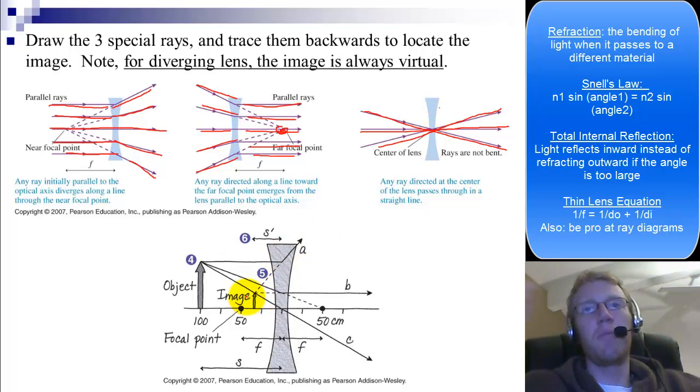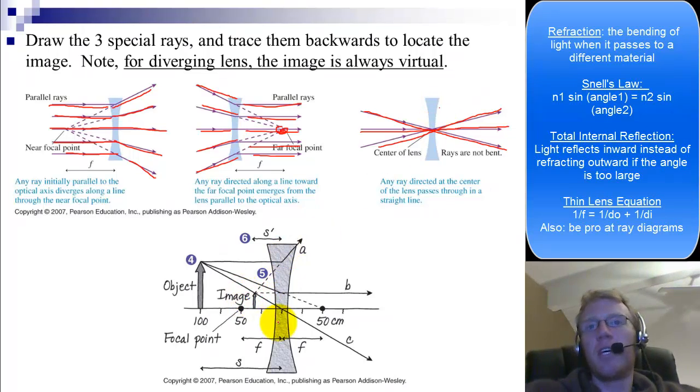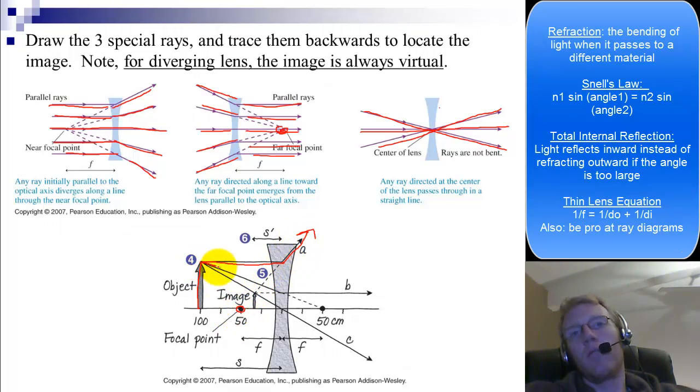Okay, so let's take those and put them into action in a little picture. So here's our object back here. Here's our focal point right here. Let's draw our first ray in parallel, out as if it came from the focal point. So out directed along this path as if it came from the focal point. The second one is in towards the focal point.